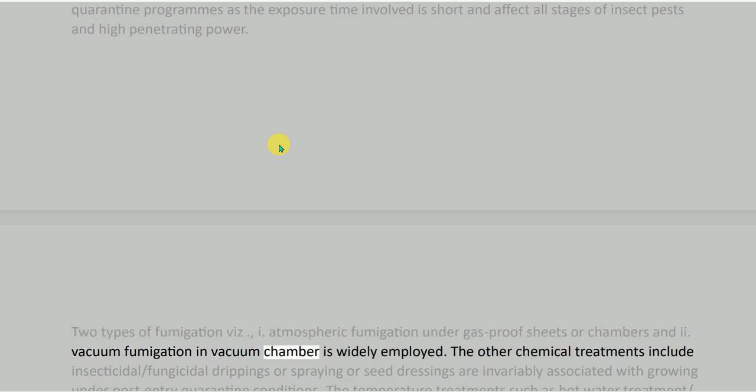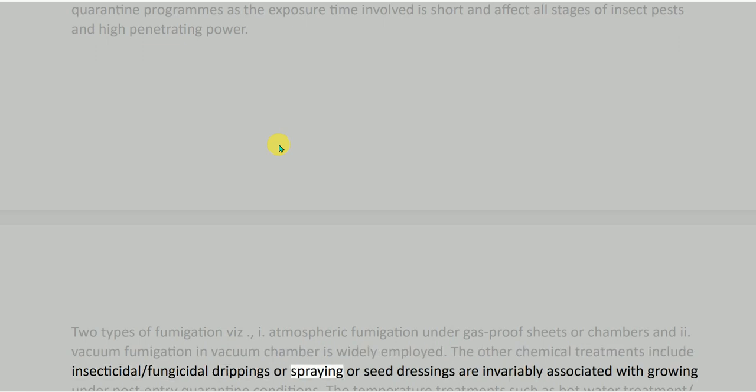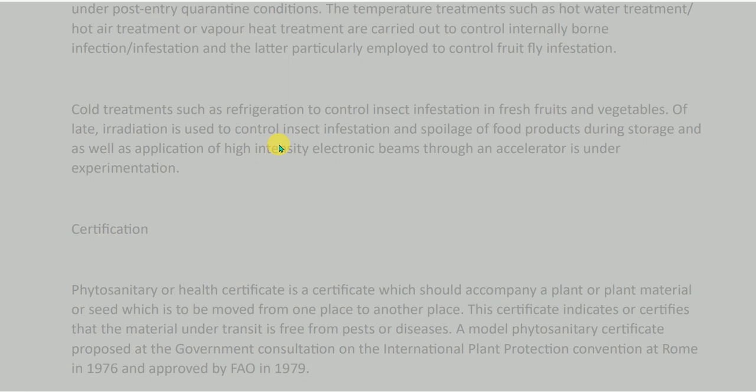The other chemical treatments include insecticidal or fungicidal dippings or spraying or seed dressings, which are invariably associated with growing under post-entry quarantine conditions. The temperature treatments such as hot water treatment, hot air treatment or vapor heat treatment are carried out to control internally borne infection or infestation, and the latter is particularly employed to control fruit fly infestation. Cold treatments such as refrigeration are used to control insect infestation in fresh fruits and vegetables. Of late, irradiation is used to control insect infestation and spoilage of food products during storage, and application of high-intensity electron beams through an accelerator is under experimentation.